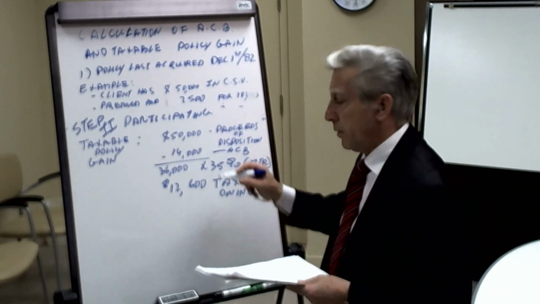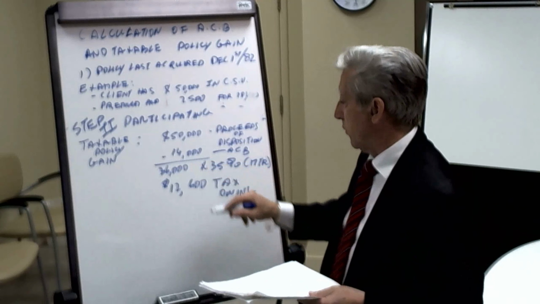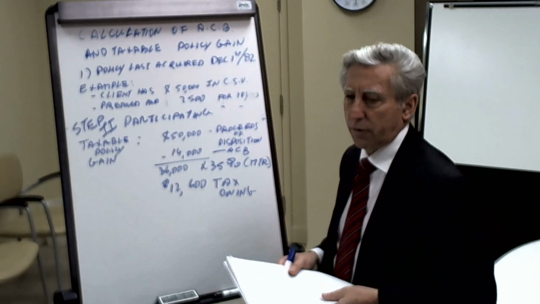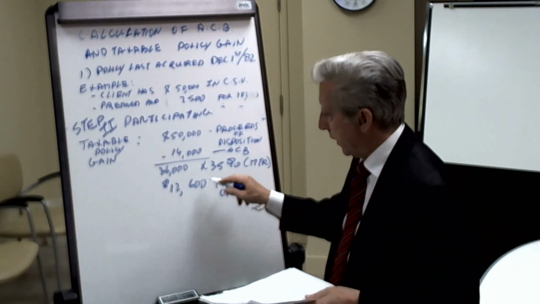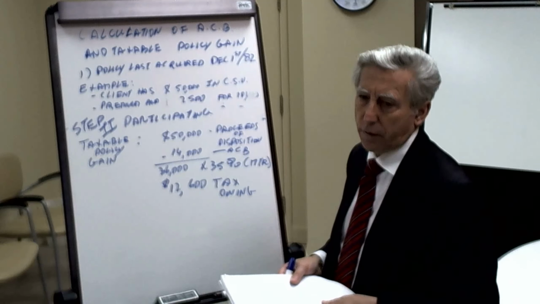Okay, and once again, you're in a marginal tax rate of 35%. So that's your MTR, 35% of $36,000. You have to send CRA a check for $12,600. In other words, that is the tax only on this particular scenario, $12,600, okay?